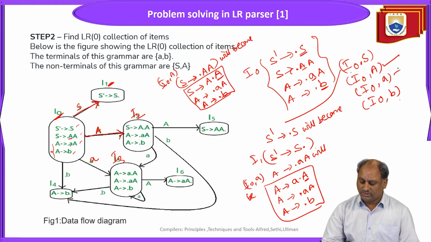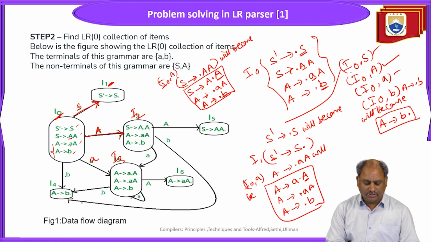Another one we have completed is I naught with B. So what is the closure of I naught with B? Here this production is A derives dot B. It will become A derives B dot. Here after the dot symbol there is no appearance of any variables, so we can stop the procedure and make this a new state. So that's why we get a new state, I naught B, that is A derives B dot.